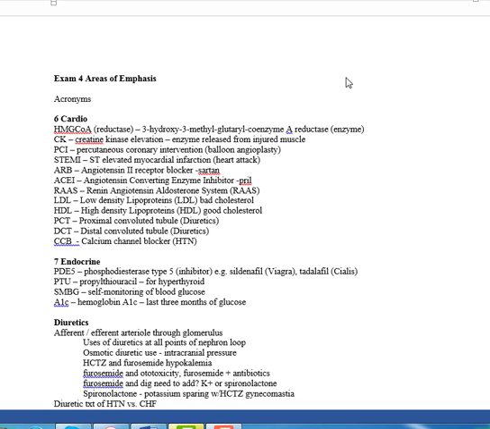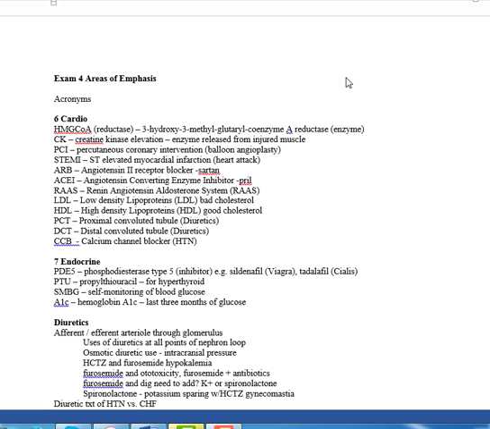Percutaneous coronary intervention, it's just a fancy name for a balloon angioplasty, or that's one of them, or STEMI, or ST elevated MI, myocardial infarction, which is a heart attack. ARB, angiotensin II receptor blocker. These end in sartan. Again, angiotensin II is that vasoconstricting enzyme. Angiotensin converting enzyme inhibitor ends with PRIL and again is part of the RAS or RAAS system.